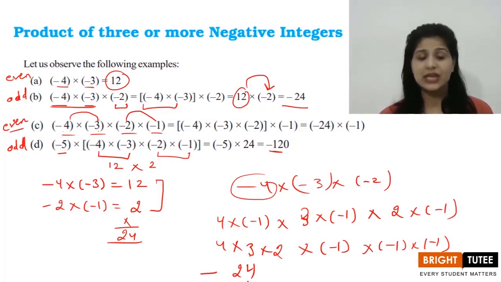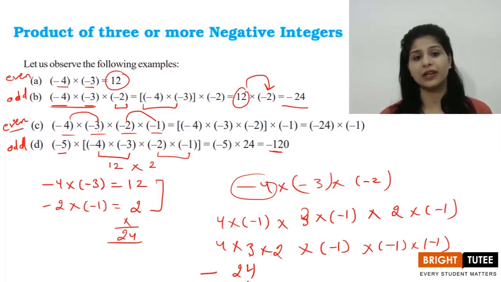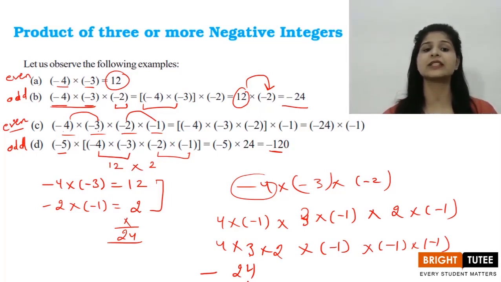Make sense? Whenever you get a negative sign an even number of times in the product, the answer will be positive, and when you get a negative sign an odd number of times in the product of integers, then the answer is going to be negative.